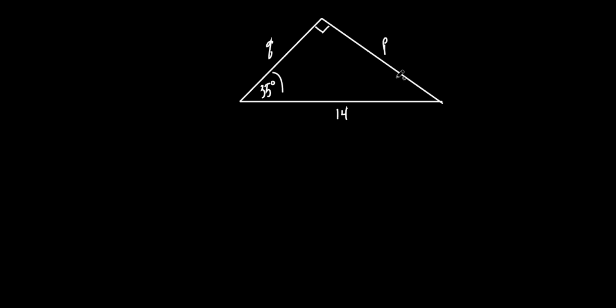We got all non-talkers left? Somebody's got to help me out. Why could we not use the Pythagorean theorem here? Yeah, you got to have at least two of the sides. Exactly right. You got to have at least two of the sides.